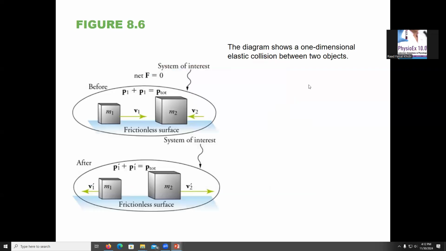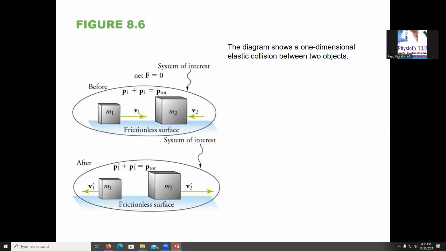Now, this diagram shows a one-dimensional elastic collision. What's an elastic collision? An elastic collision must fulfill certain criteria. The first criterion is that it must be between two masses. Obviously, you're not going to have a collision unless you have at least two masses. And the collision must be in one dimension. You're moving on a highway, you hit a car in front of you, or you get hit by a car behind you, God forbid. It must happen in one uniform dimension.